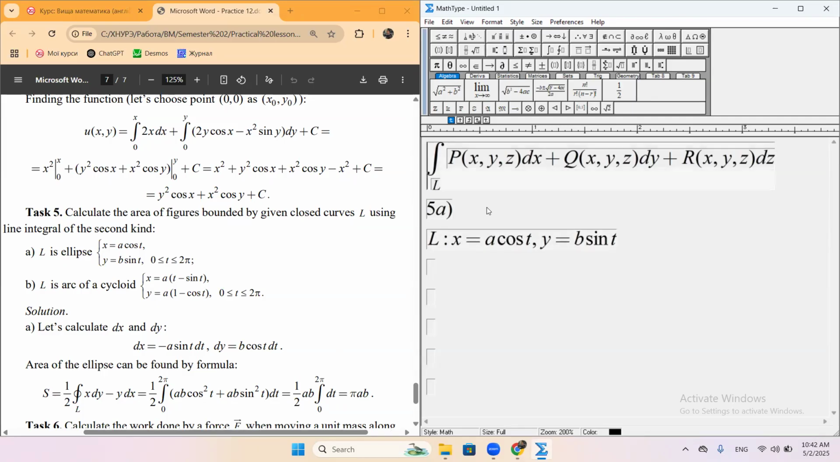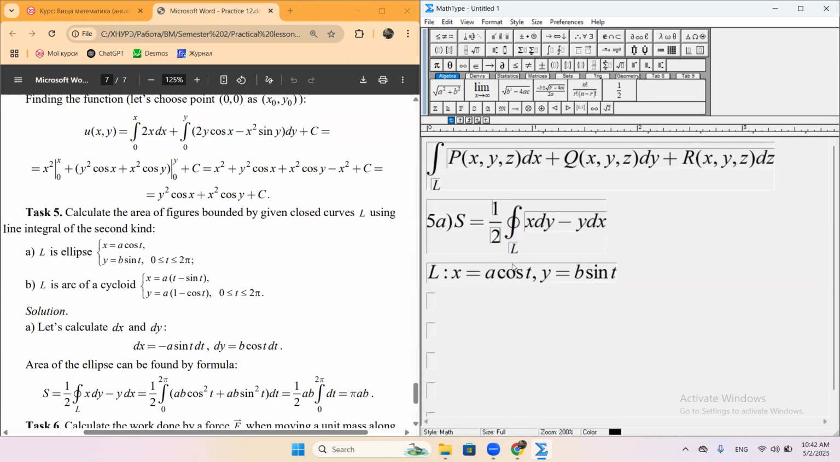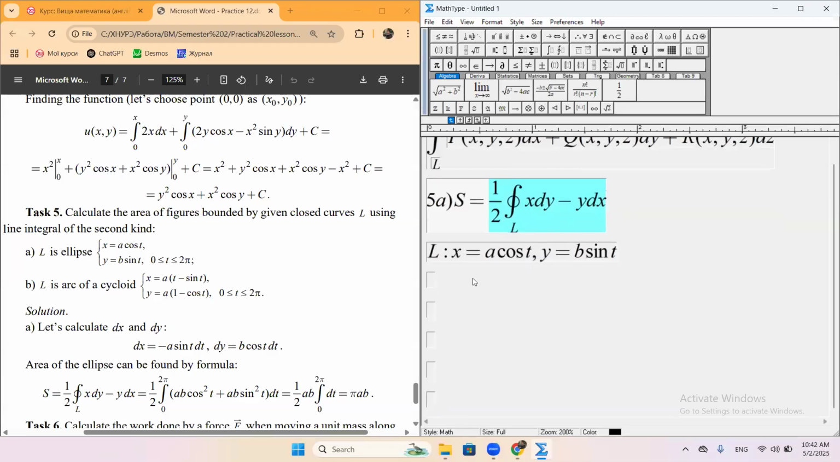And by the way, how can the area be calculated? By the following integral: one over 2 times the integral of x dy minus y dx. Such an integral allows us to calculate the area. Calculating dx: dx equals minus a sine of t dt. Then dy equals b cosine of t dt. And what about values of t? t has values from 0 to 2π.